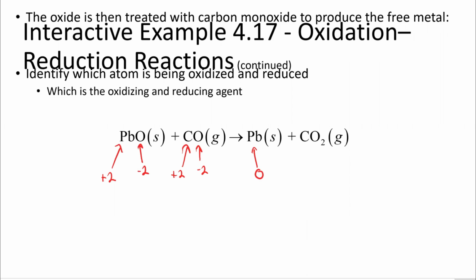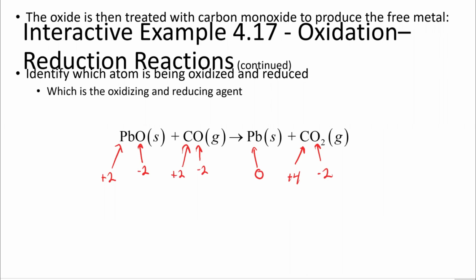Automatically something changed, so Pb went down, that means something else is going to change. Oxygen here, -2. What's carbon? Good, +4, because there's 2 -2s for the oxygen, +4 has to negate it. That was easy. We just figured out all of the oxidation states for every element in the products and the reactant side. The next step is we're going to draw a bracket, or 2 brackets.